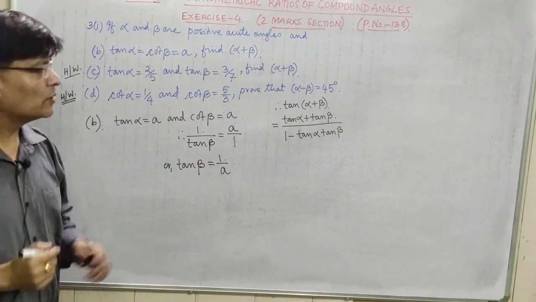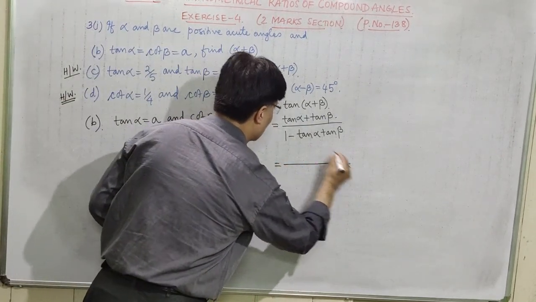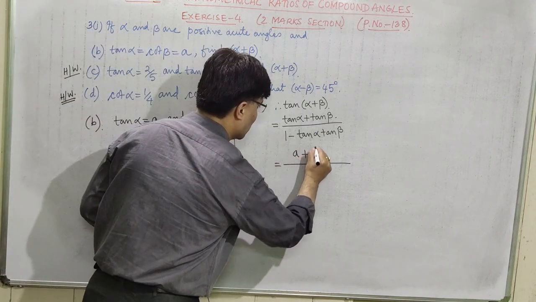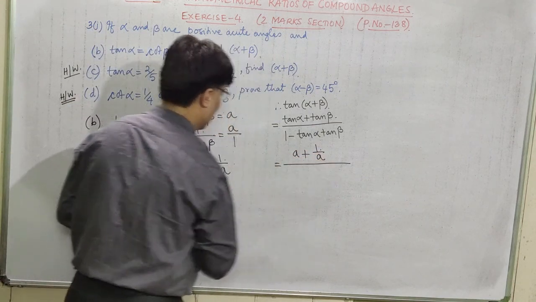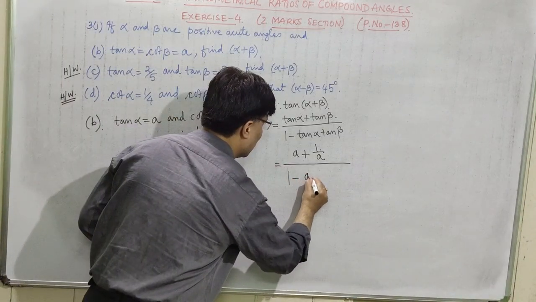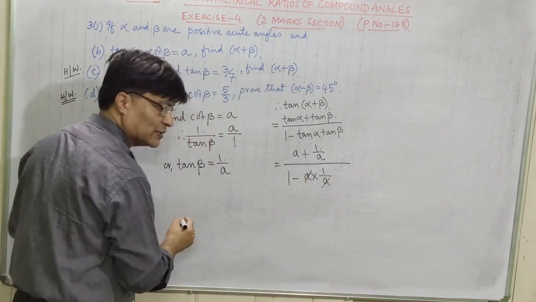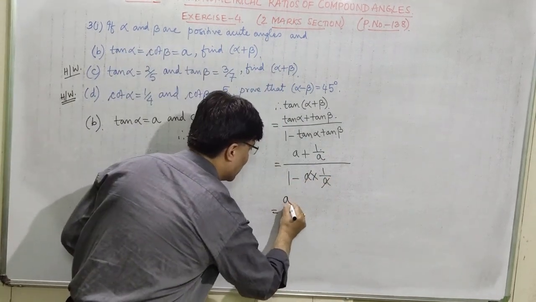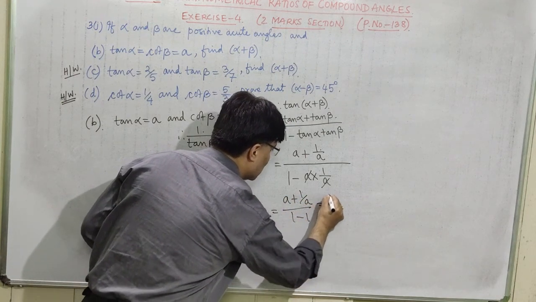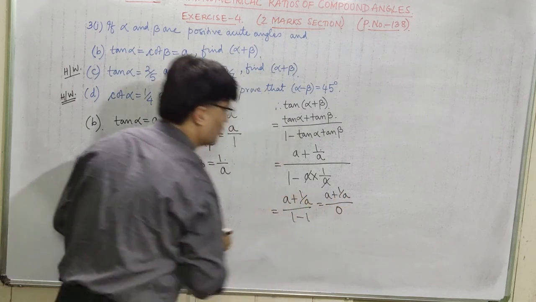Is that clear? Now let us put the value for tan alpha. What is tan alpha here? It is A, plus what is tan beta? It is 1 upon A. Then let us write 1 minus A into tan beta, 1 upon A. A gets cancelled. So in the numerator we have A plus 1 upon A, divided by 1 minus 1, which is 0.